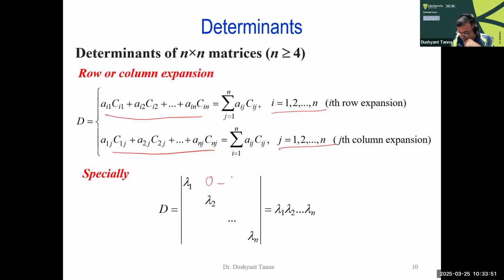Okay. So if you got a determinant where you only got the principal diagonal elements, that means everything else is 0. Everything else is 0, right? Then the determinant is the multiplication of the principal diagonal elements. If everything else is 0, right?